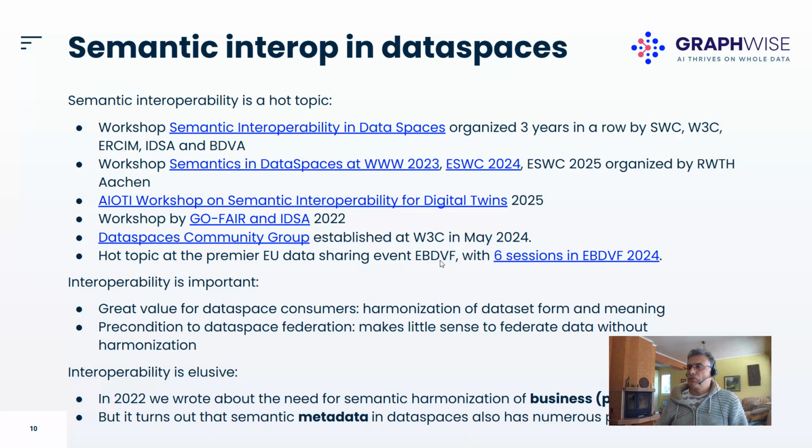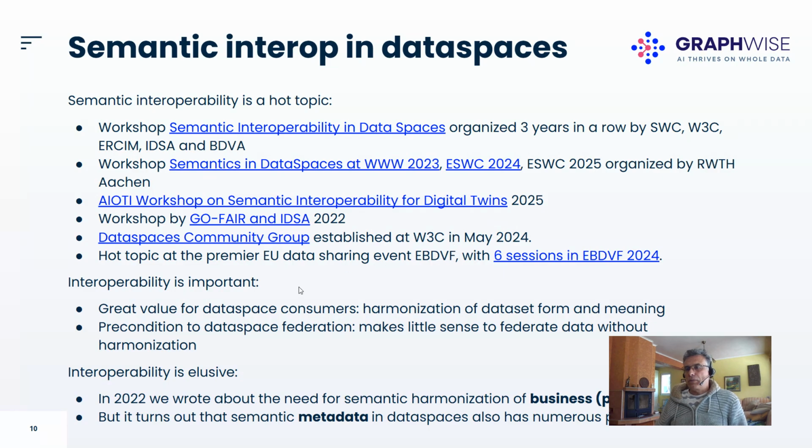There have actually been two series of workshops, one called Semantic Interoperability in Data Spaces, the other one Semantics in Data Spaces. The first one was organized by the Semantic Web Company, now Graphwise, and the W3C, IDSA, and BDVA. The second one is in conjunction with the WWW conference, or in the last years, it's related to the ESWC, European Semantic Web Conference. There was a workshop by IoT, the Association of Internet of Things, and a few others. It also was a hot topic at the main European data sharing event, the European Big Data Value Forum, as you see here.